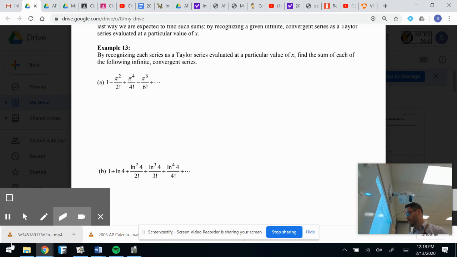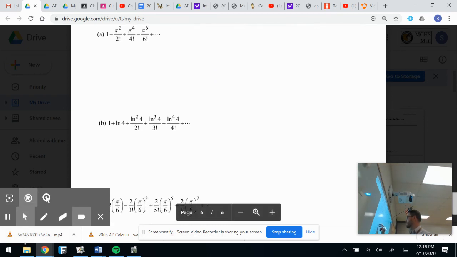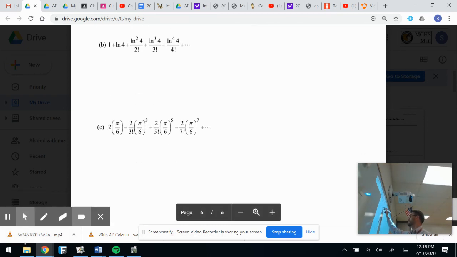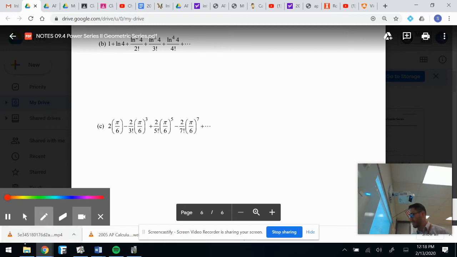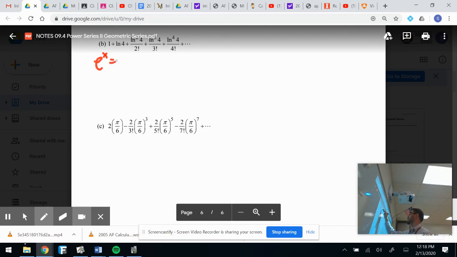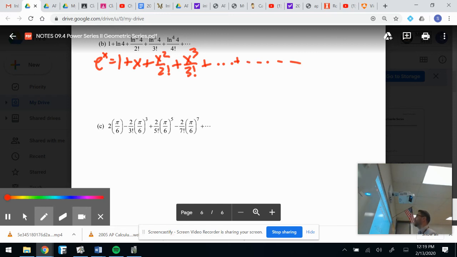So here we go. Once again, let's look at B. Take a quick pause. And what does B look like? Pause. Unpause. All right. That to me looks like e to the x to me. 1 plus x plus x squared over 2 factorial plus x to the 3rd over 3 factorial plus da-da-da. Okay, that does. But then what would x be?